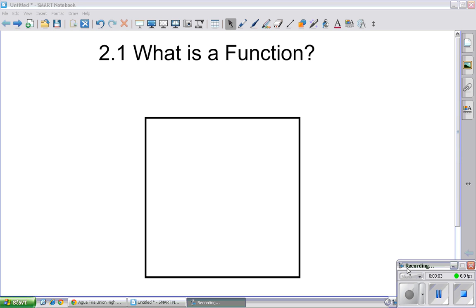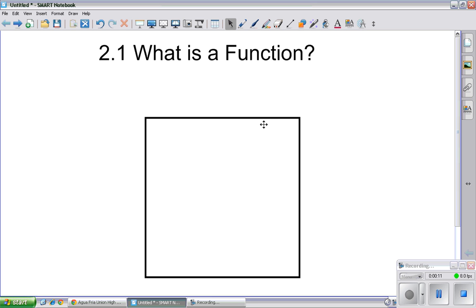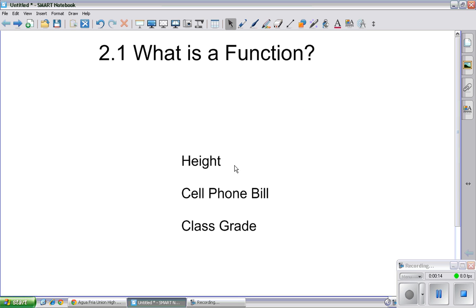Section 2.1, what is a function? Functions are all around us, even in the real world. Your height is a function of your age. Your cell phone bill might be a function of how many text messages you sent and received, or how many minutes you used on your phone. And your class grade in this class even can be a function of the amount of work that you put in or your understanding of mathematics.